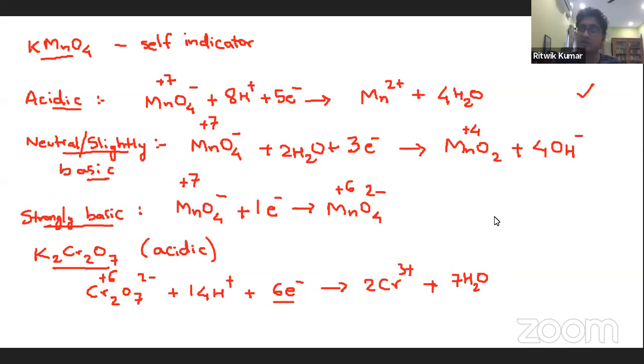So these are the two oxidizing agents that you'll come across mostly. Have you written this down? Can I move on to iodine titration? Okay.